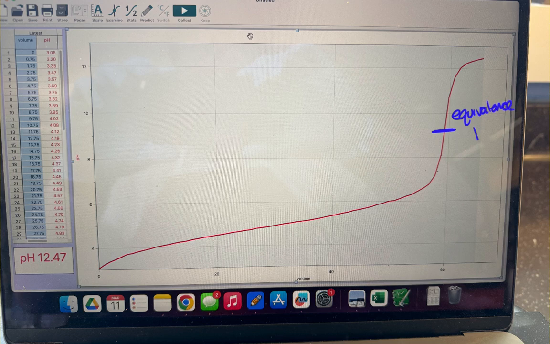Equivalence point. Right, this is where moles of acid equal moles of base. It's about halfway up the steep portion of the curve over here on the far right. But in a weak acid strong base titration, we're actually not concerned about the equivalence point itself. We're concerned about what's called halfway to equivalence. And by halfway to equivalence, we mean half the volume it took to get to the equivalence point.